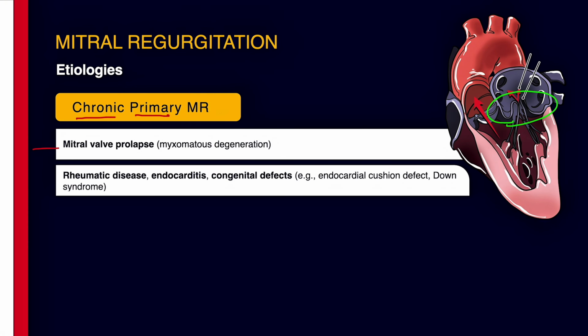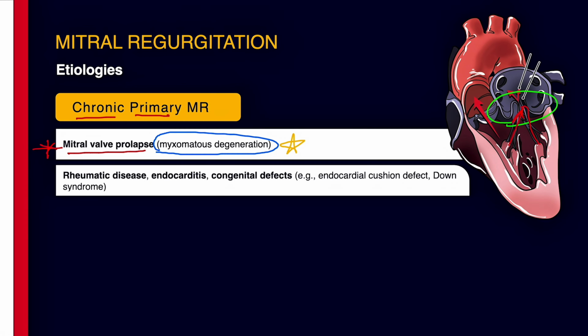The most common cause is mitral valve prolapse, often due to myxomatous degeneration. Very high yield for your test. So remember that. The most common cause of chronic primary MR is mitral valve prolapse, often due to myxomatous degeneration. That's where the valve leaflets become floppy and redundant.